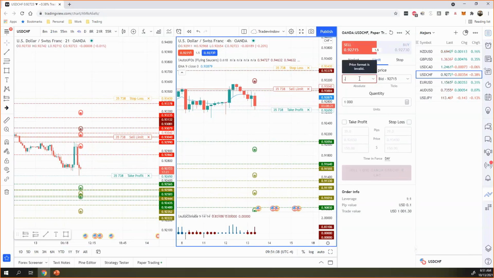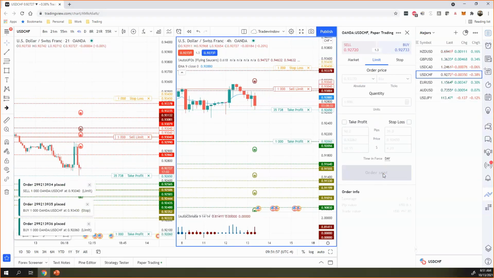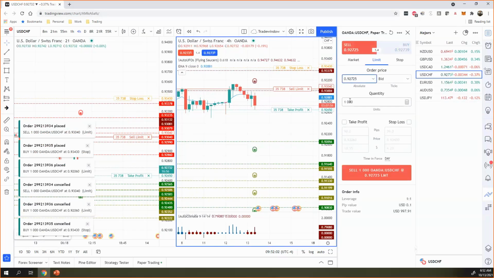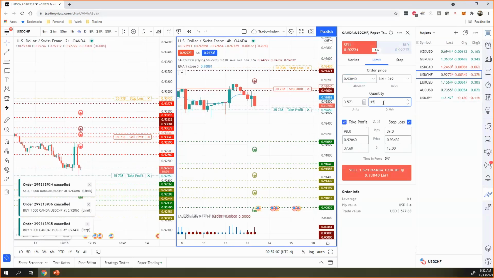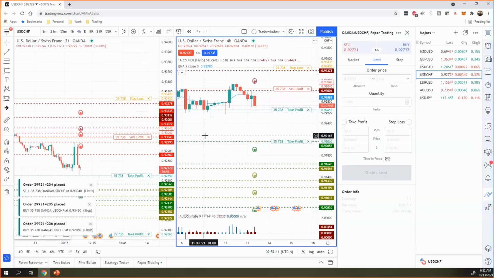All right, 0.9304 is our entry. Take profit, stop loss stays the same at 39 pips. Our take profit is going to be at 0.92056, rounded up to 06. All right. Sell that, done. I messed it up, of course, because I didn't change the lot size. 93.04. Sometimes you rush it to make something work, and then ultimately it ends up going against you. There it is. That's the setup. Okay.